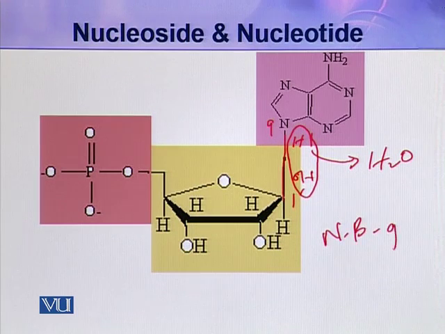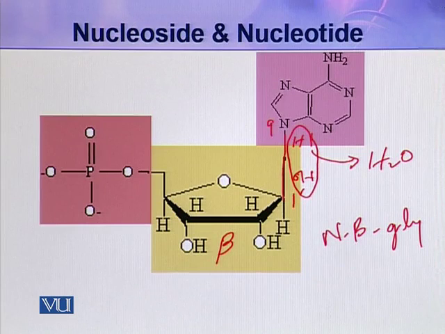N-beta glycosyl linkage. Why N-beta glycosyl linkage? Because this is a covalent bond, and in this covalent bond, the nitrogen of the nitrogenous base is included, and this pentose is in its beta configuration. So that's why the name N-beta glycosyl is given to this covalent bond.